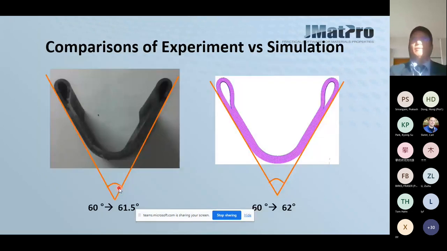In the end, the ultimate important thing is the final result, the final component, and it compares the experiment with the simulation. This is in fact the effect of the spring back, and the experimental data is 60 to 61.5, and the simulation gives 60 to 62 degrees. So this is a rather good comparison, rather good agreement.